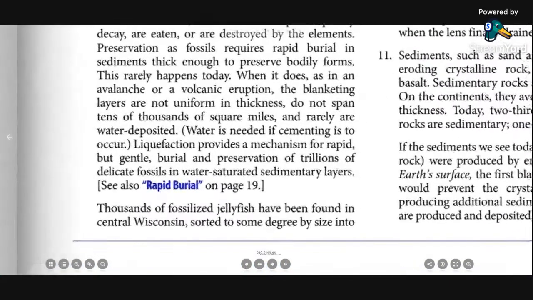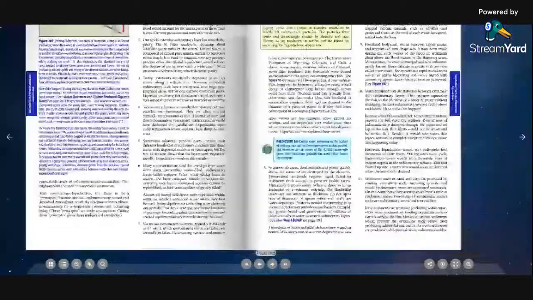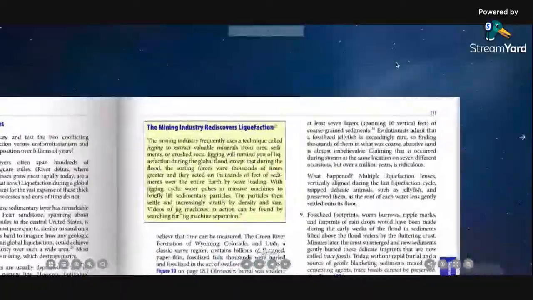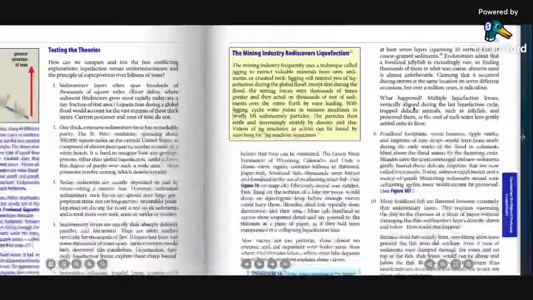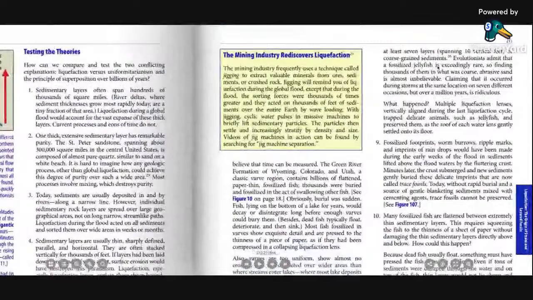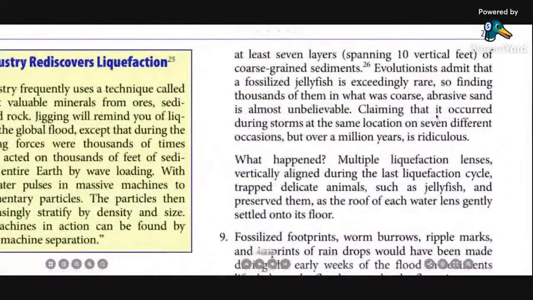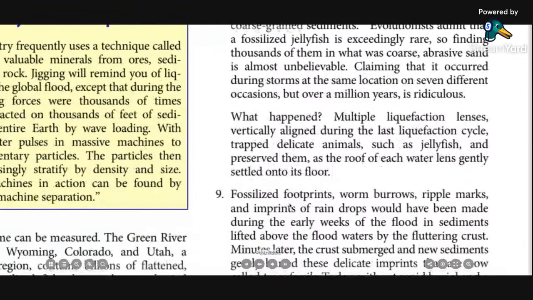Thousands of fossilized jellyfish have been found in central Wisconsin, sorted to some degree by size into at least 7 layers spanning 10 vertical feet of coarse-grained sediments. Evolutionists admit that a fossilized jellyfish is exceedingly rare, so finding thousands of them in what was coarse, abrasive sand is almost unbelievable. Claiming that it occurred during storms at the same location on 7 different occasions, but over millions of years, is ridiculous. What happened?